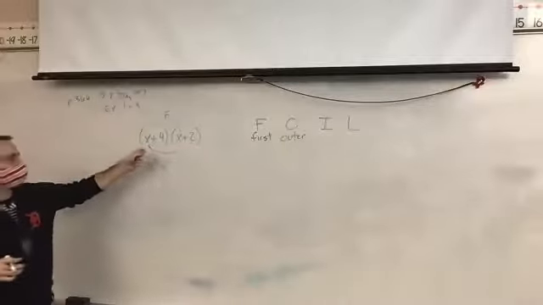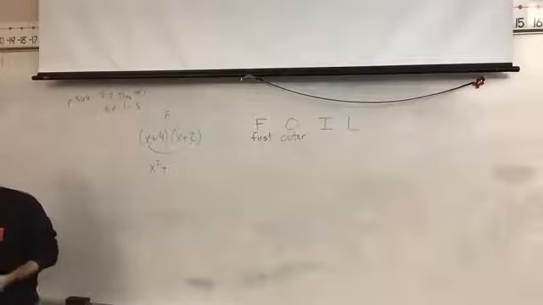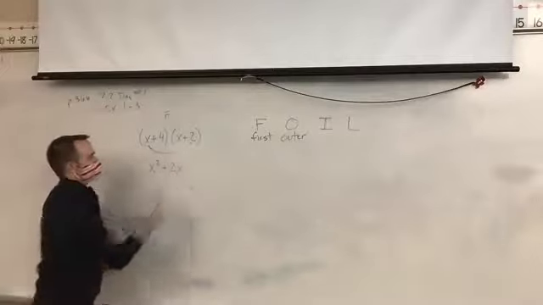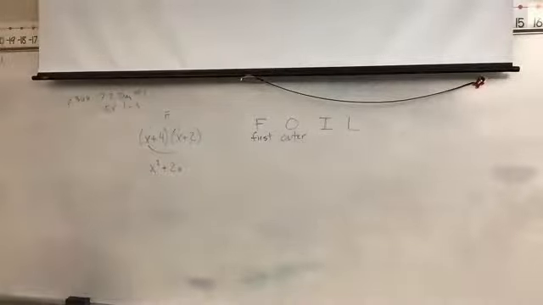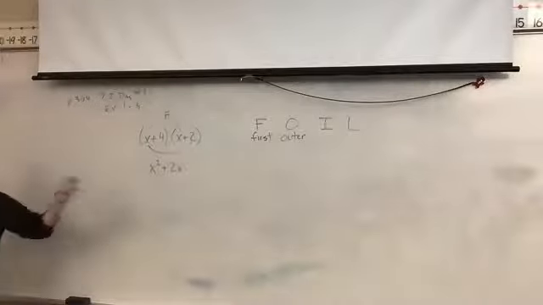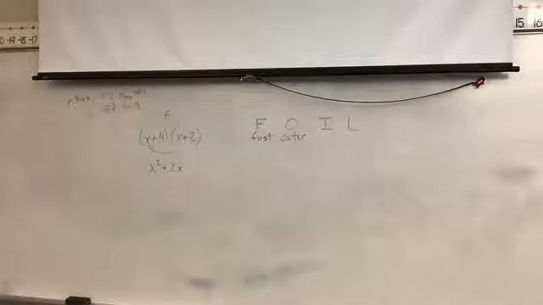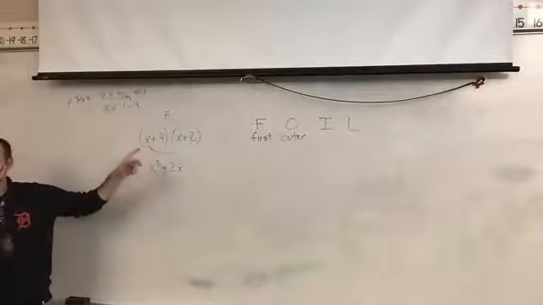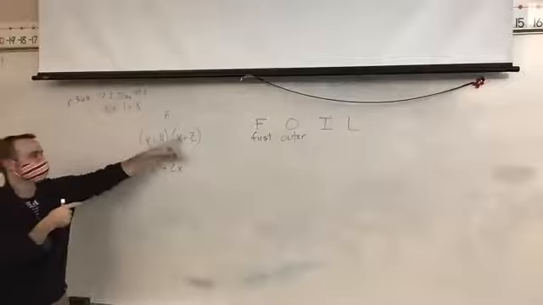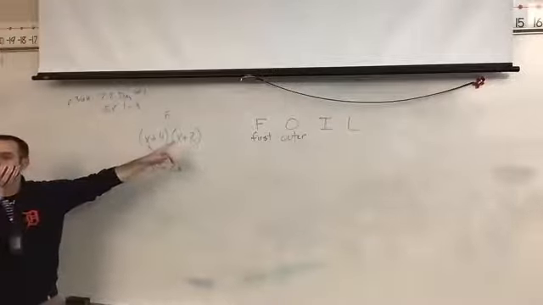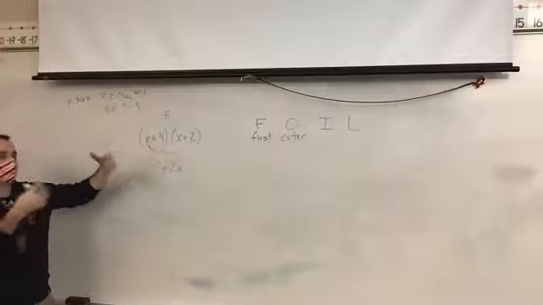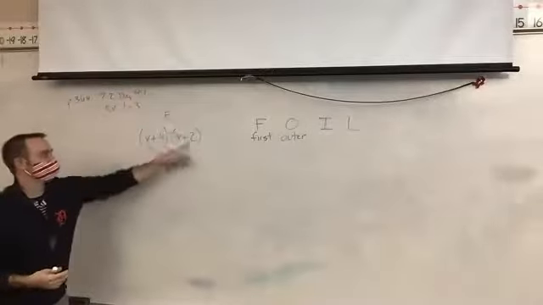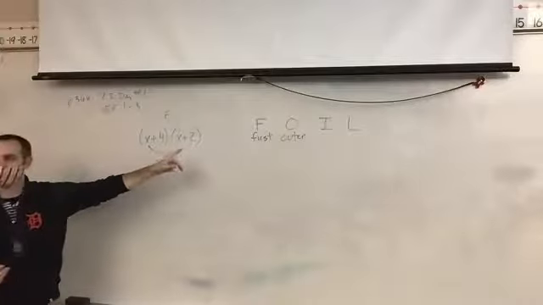So outer, we have x times 2. What is x times 2? 2x. Anytime you're multiplying a number and a variable, put the number first. Make it 2x, not x2. I want you to look at what we've done so far. All we've done, guys, is distribute. We distributed this x to the x and the 2. This is helping us realize what we need to multiply. The first thing we did was distribute the x to both.